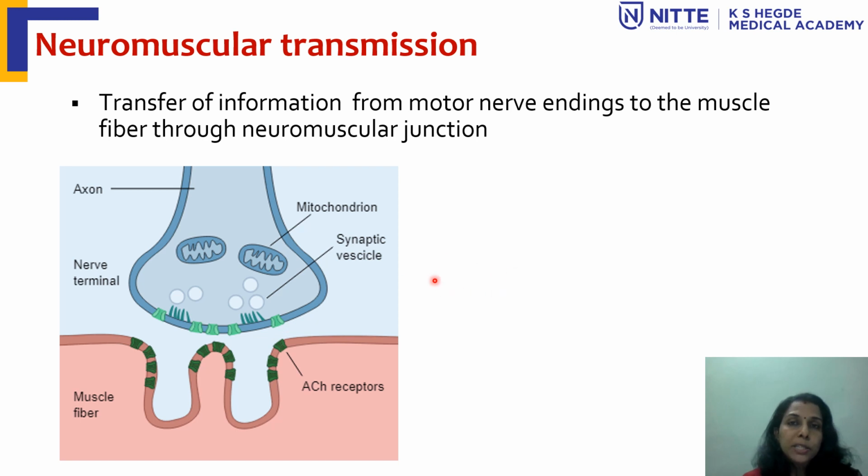Now what is neuromuscular transmission? This is another learning objective, where I'll be mainly dealing with the different steps which lead to this neuromuscular transmission. In this video mainly I'll be dealing with the generation of the action potential in a motor neuron. So what is neuromuscular transmission? It is the transfer of information from the motor nerve endings to the muscle fiber through the neuromuscular junction. That is what neuromuscular transmission is.